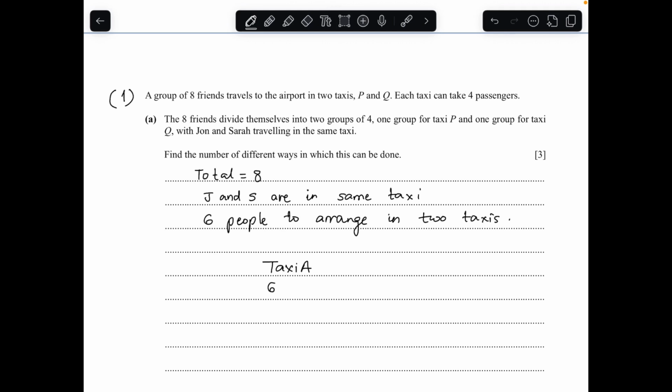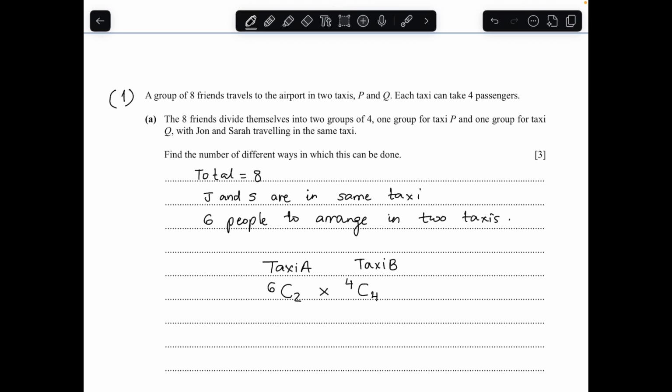So 6 people can be arranged in how many ways? In taxi A, 2 people are John and Sarah, and then there are 2 seats left because in all there are only 4 seats in one taxi. So we have 2 seats left: 6 choose 2 for taxi A. Now 4 people remaining, and in taxi B we are left with 4 seats. So 4 choose 4. So this is one possibility.